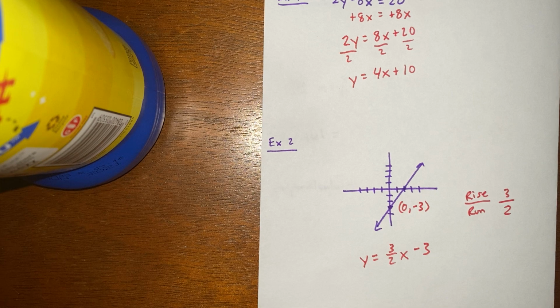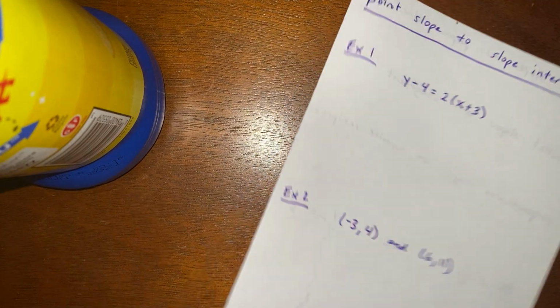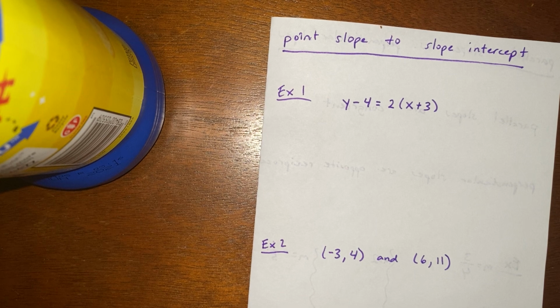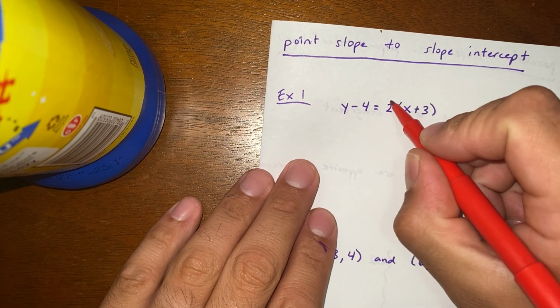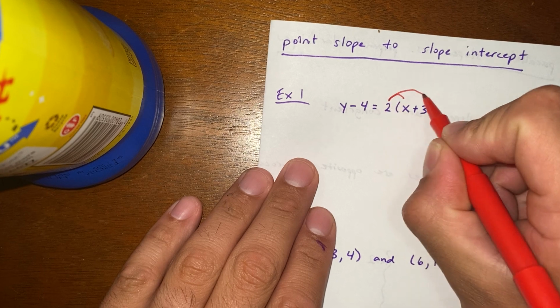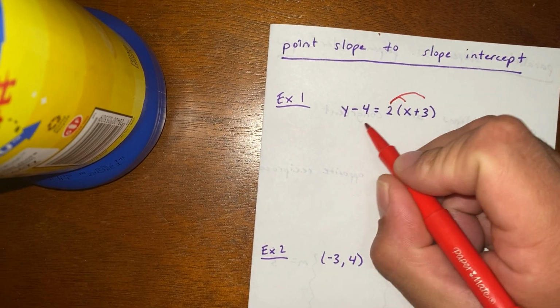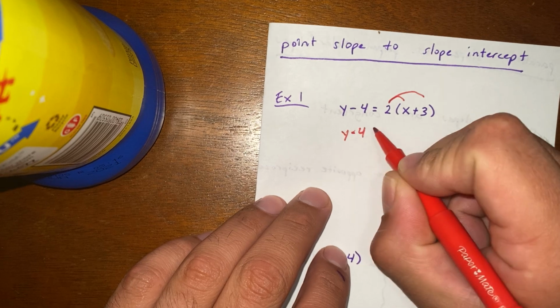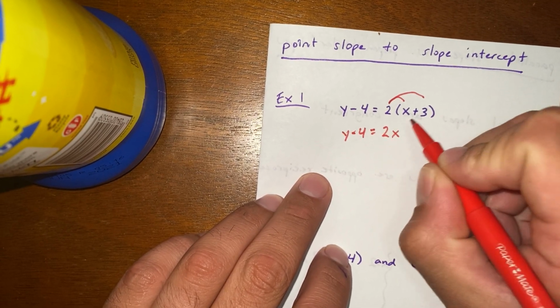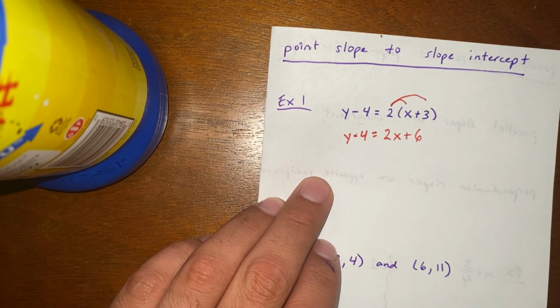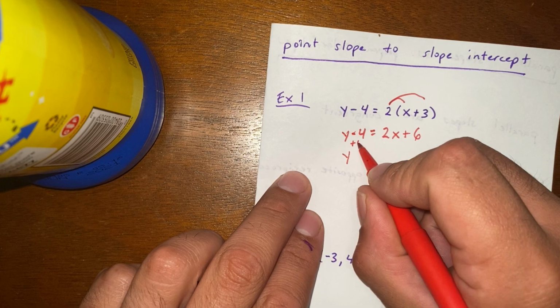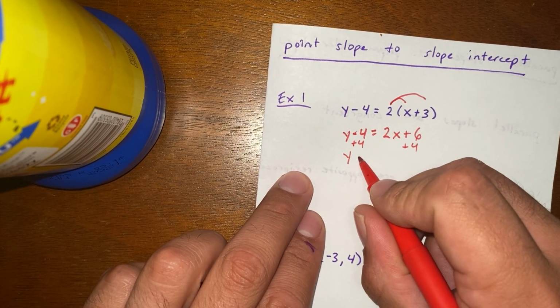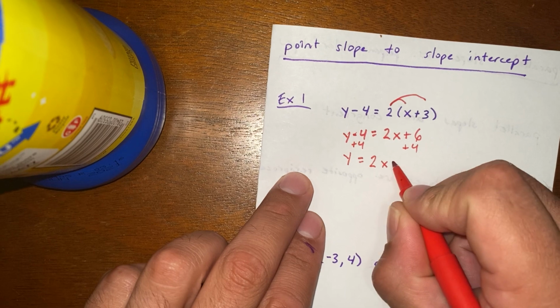So that's part 1 of the day's assignment. Let's look at part 2. Now you're given point-slope form, and I want you to change it to slope-intercept form. The first thing I need to do is distribute. The 2 has to go into x, and the 2 has to go into the 3. So I get y - 4 on the left equals 2x + 6. Now I'm going to get y by itself, so I need to add the 4. So I get y = 2x + 10.